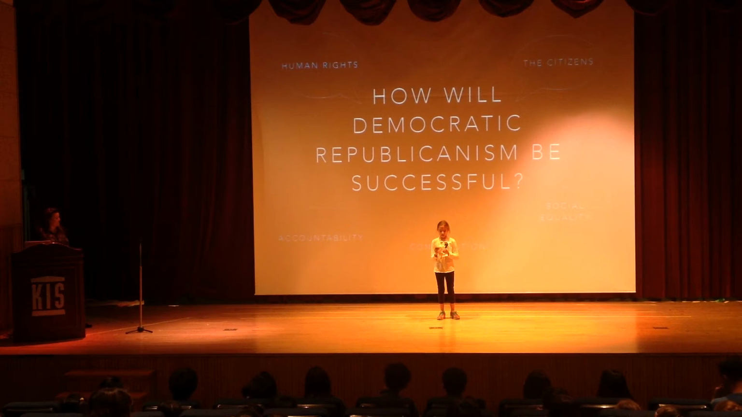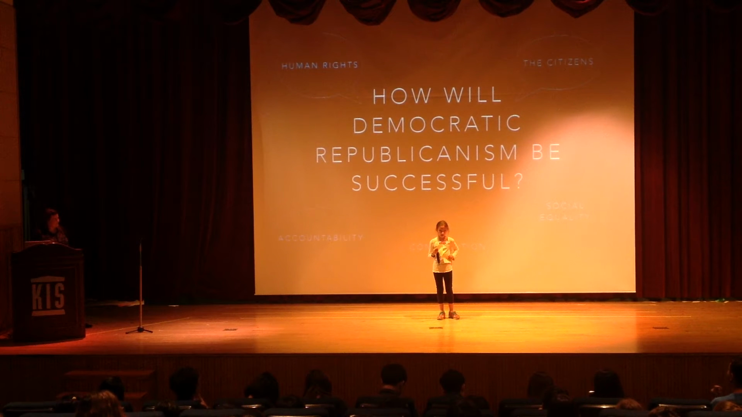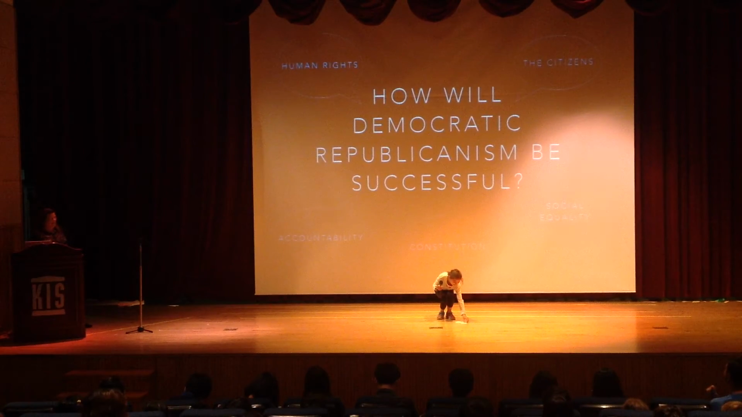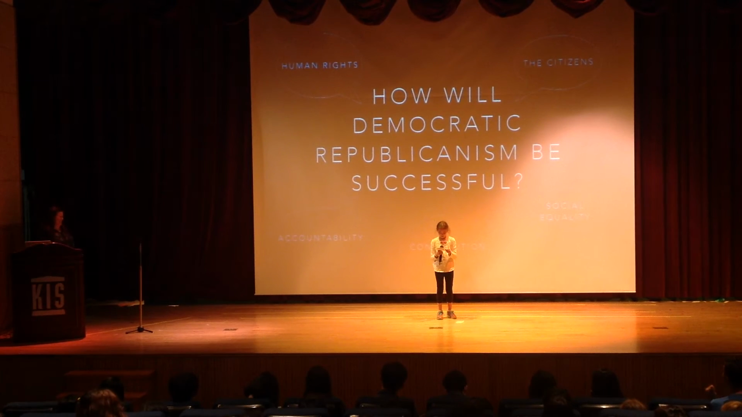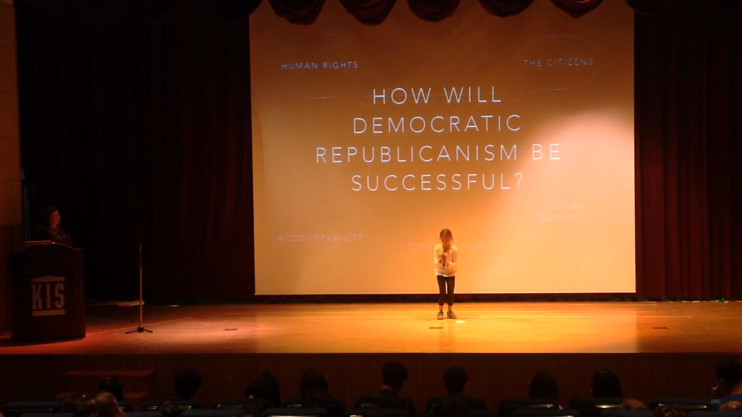How will this government be successful? It represents the people. The citizens are what make a country. If you have no citizens, you have no country. That's why it's better to give freedom to the citizens because it will benefit them more. It respects human rights. In a democratic republic, it has fair treatment and the rights are respected by the government.